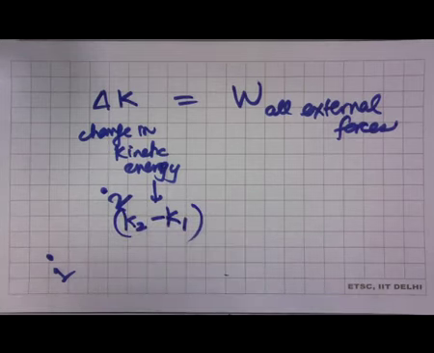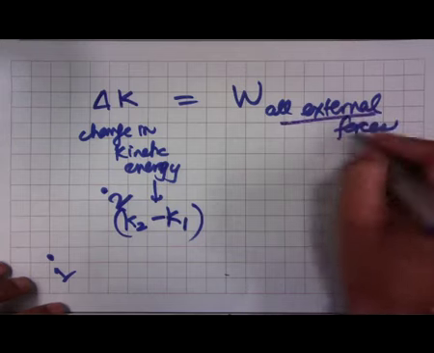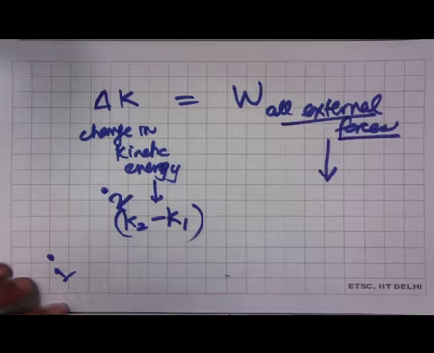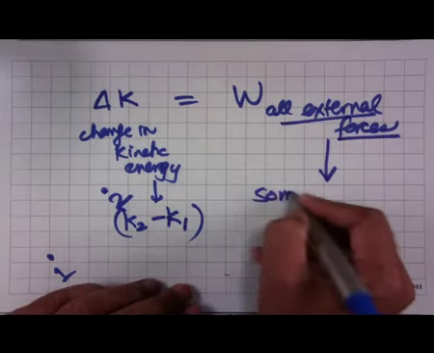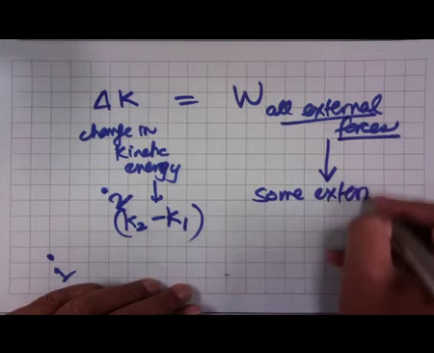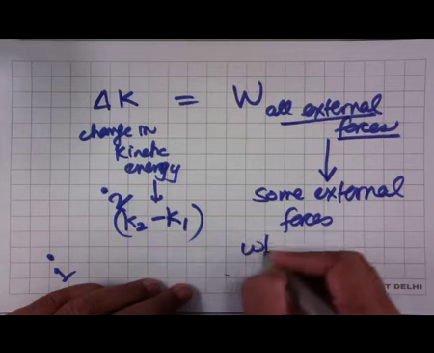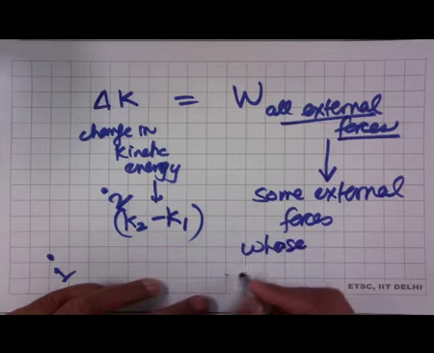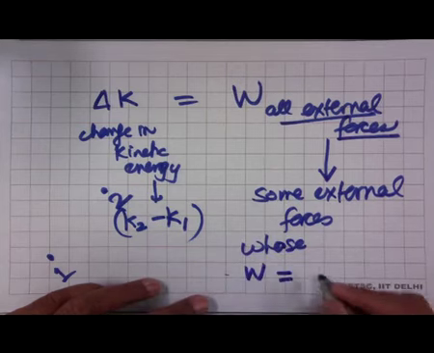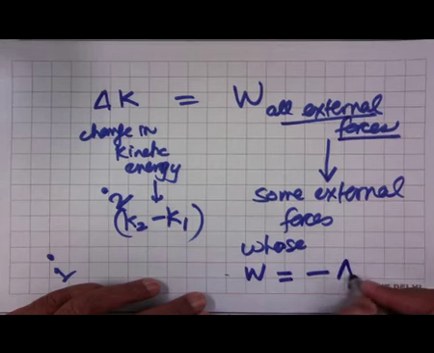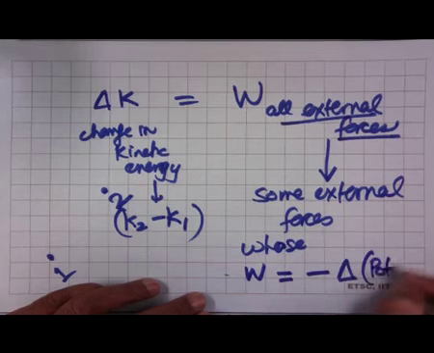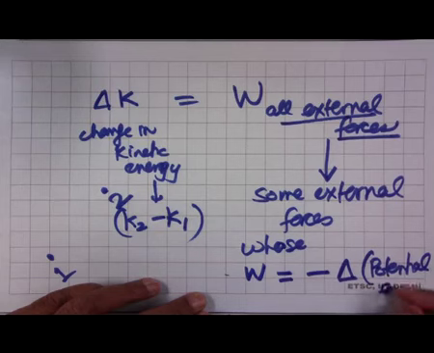Now, the second simplification which comes is that when we talk of work done by all external forces, what we have seen is that there are some external forces whose work done can be written as minus the change in potential energy.